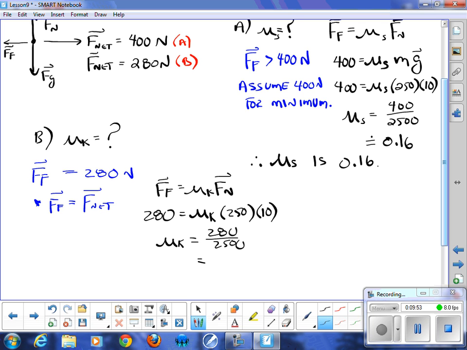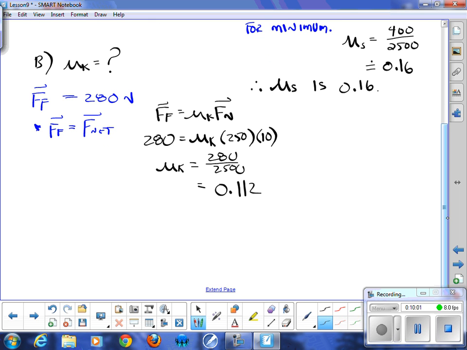gives us 0.11. I guess I'll throw the 2 on there for good measure. So it is a little bit lower. So static friction and kinetic friction are fairly close together, so it must be a fairly smooth surface, like I said, like a hardwood or something along those lines. So our mu k is 0.112. All right, so there we are.